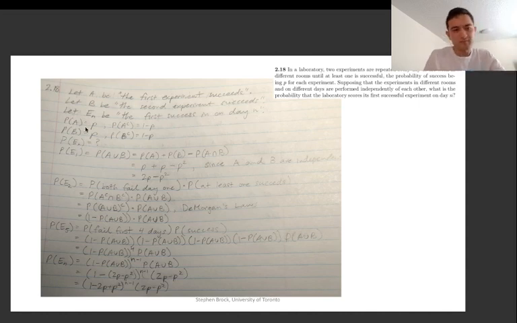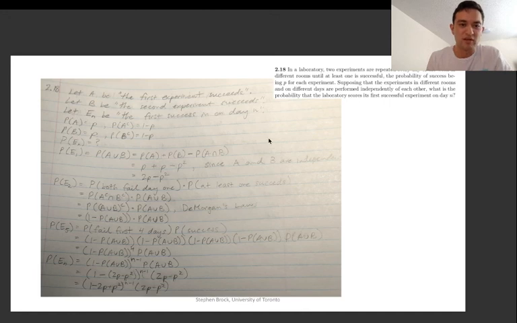So let's write down what we know. Probability of A equals P, probability of B equals P, probability of A complement is 1 minus P, probability of B complement is 1 minus P, and we got that using the nifty formula that the probability plus its complement has to equal 1. And we are interested in the probability of En.